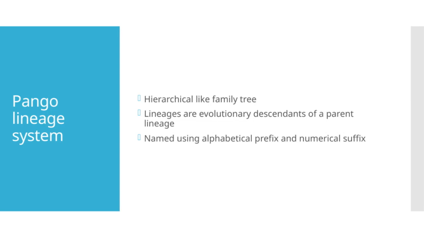Let's take a closer look at how these lineages are organized. Think of it like a family tree, where each branch represents an evolutionary descendant of a common ancestor. These lineages are connected, showing how the virus has evolved over time. Now, when we name these lineages, we use a system that combines an alphabetical prefix with a numerical suffix. This helps us keep track of the different branches and their relationships clearly. Specifically, the Pango lineage system is a standardized way to assign these names. It's widely used in the scientific community because it provides a clear, consistent method for naming and tracking variants as they emerge and evolve. Understanding this hierarchical structure is key to following how the virus spreads and changes, which ties back to our overall goal of monitoring and controlling the pandemic.